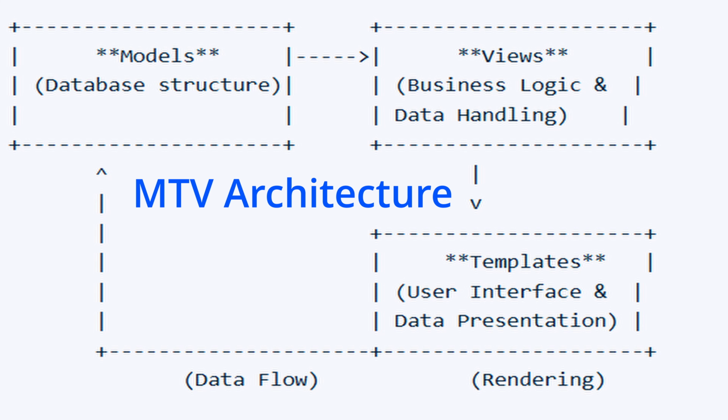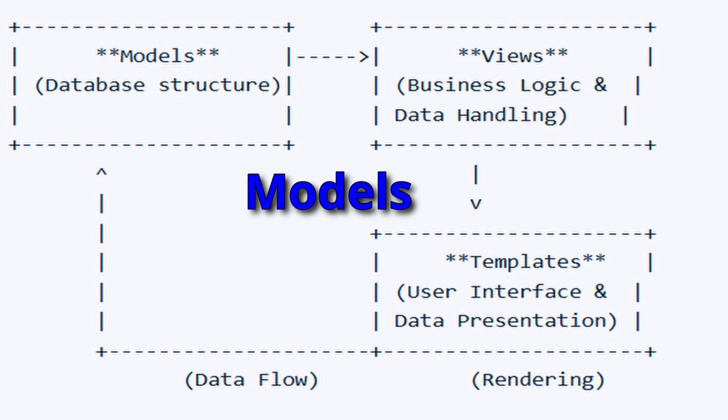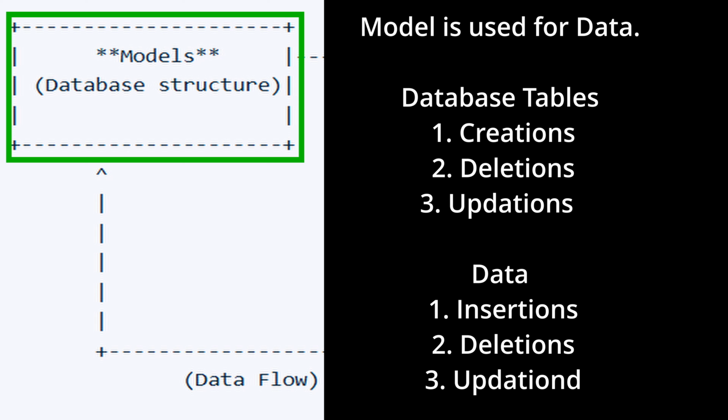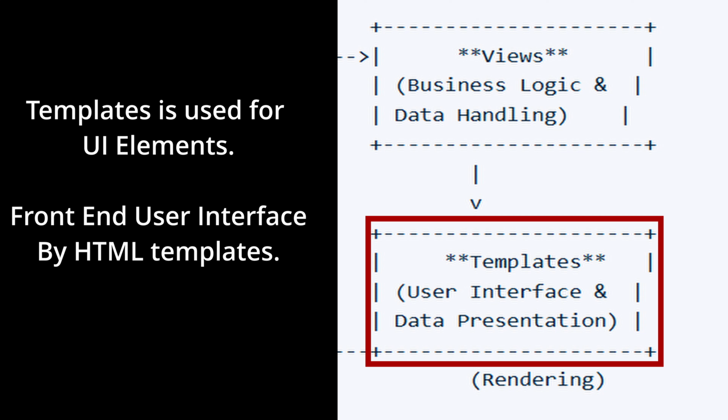Django follows the MTV architecture, which stands for Model, Template, and View. The model is responsible for managing the application's data. It handles database schema definition, including the creation, deletion, and updating of database tables. It also manages data insertion, deletion, and updating. The template is responsible for the user interface and presentation layer. All the front-end HTML elements of the website are defined within the template layers.